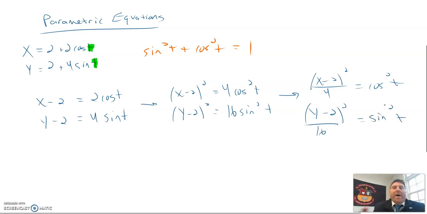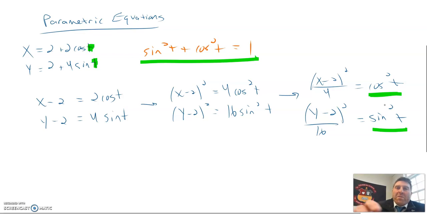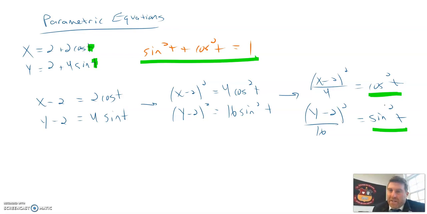Now I've isolated cosine squared plus sine squared. And I can then add both sides using the addition property of equality, if you remember that from back in the day. So what that means is when I add everything on the left together, it's going to equal everything summed or added on the right.